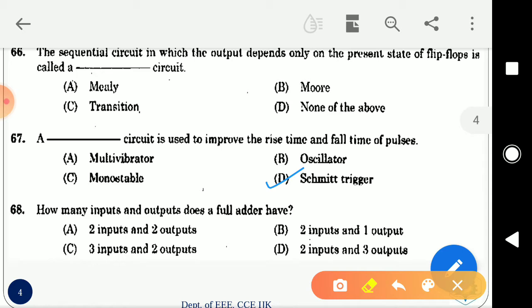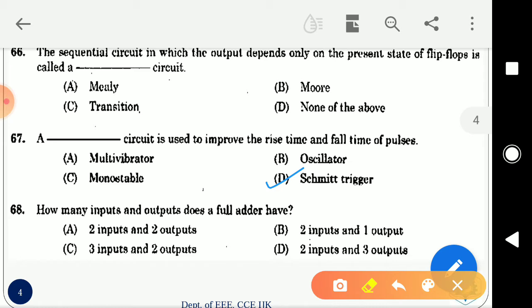If you look at the other options, a multivibrator is used to produce a high output or a low output. You will get two outputs, either high or low. The devices which are produced using a multivibrator are oscillators, timers and flip-flops. You have three types of multivibrators: astable, monostable and bistable. Option C, monostable, is just a type of multivibrator, and so is an oscillator, that is option B. An oscillator is simply a circuit which produces a continuous and repeated alternating waveform. That is all an oscillator does.